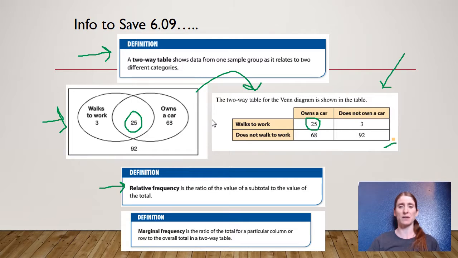So 68 plus 92 would give us this column total, okay? And then this column total would be 25 and 3, and then those would make a total, okay? So that would be the total. So you're going to take, for example, the 25 and divide it by this total, and that's the relative frequency. The marginal frequency is finding a column total. So taking these two, adding up, or the rows going the other direction and dividing it by the total. And you're going to see what I mean here in just a second.